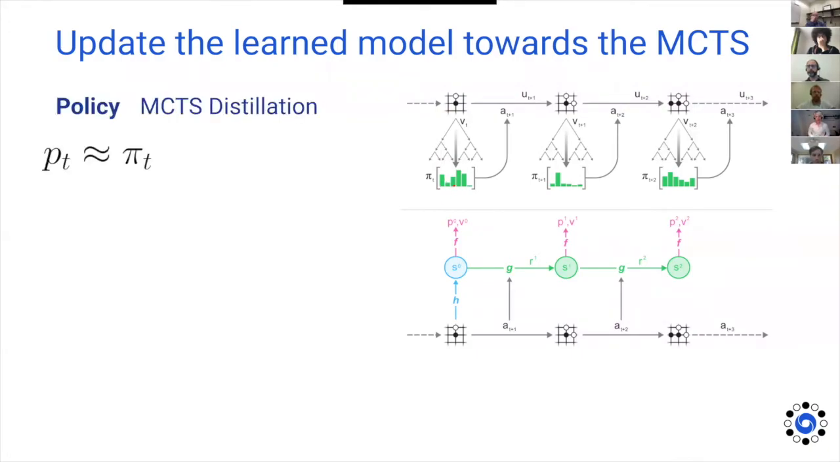The training target for the policy, for the prior, is very simple. We can just update our prior towards the search distribution with a normal cross entropy loss. Similarly, the reward prediction is fairly straightforward. We can, from our dynamics function, regress towards the real reward observed in the trajectory.